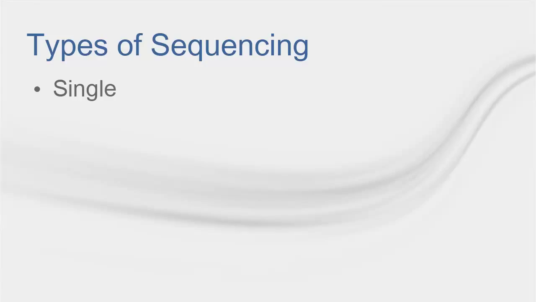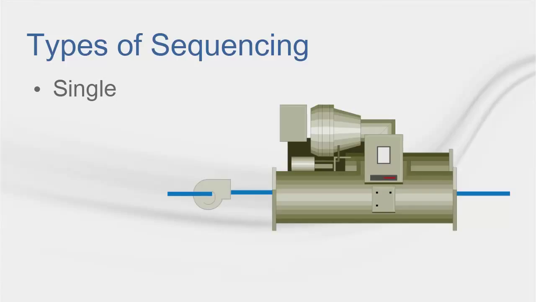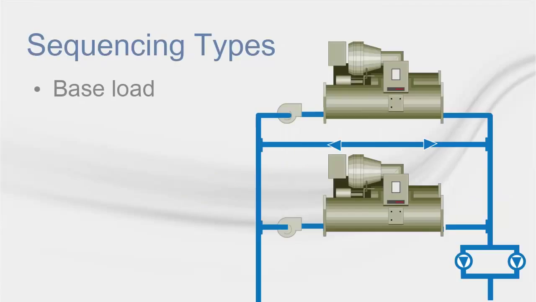The first type we will discuss is single, which is the default sequencing type when creating a new cooling plant. The schematic for a single chiller is fairly basic and straightforward. It includes one piece of equipment and one pump. This sequencing type should only be used when there is only a single piece of equipment in the cooling plant.